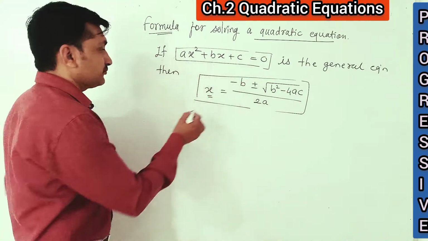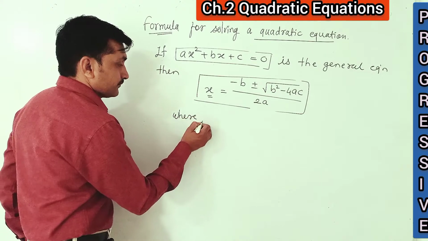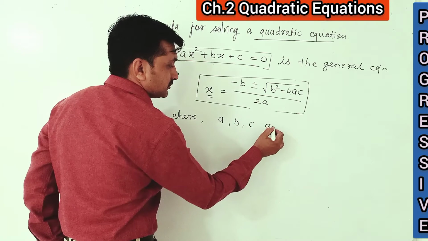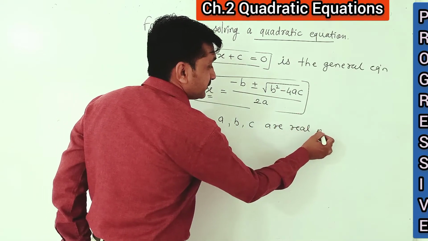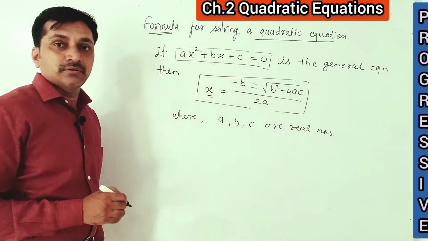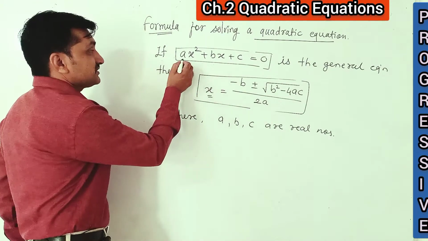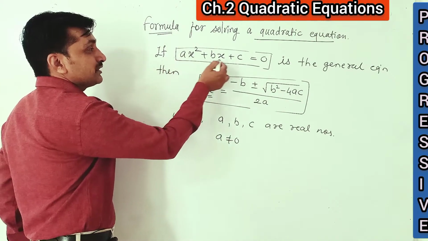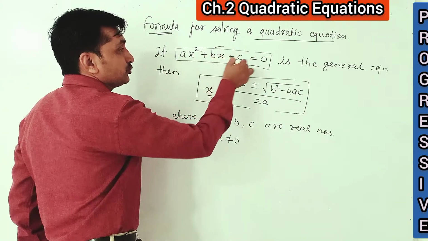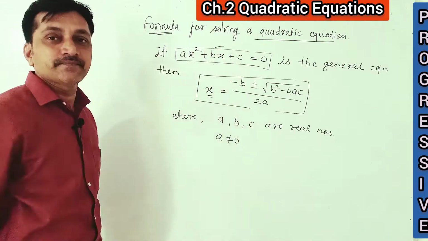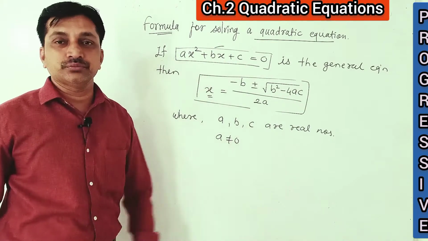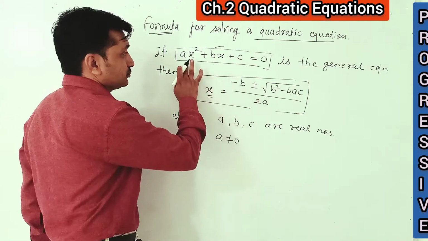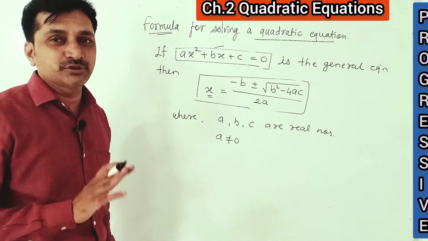What are abc's here? a, b, c are real numbers. But one condition is there, that a should not be equal to 0. If we take a as 0, then it becomes a linear equation in one variable. It is not quadratic. Therefore a does not equal 0. That is the condition. Remember that a, b, c are real, a should not be equal to 0, and it will not be given as 0 in an example.